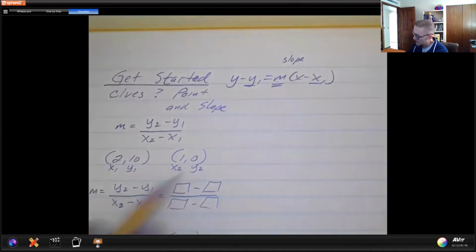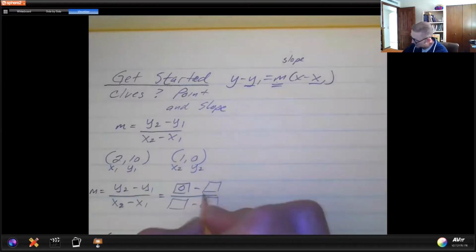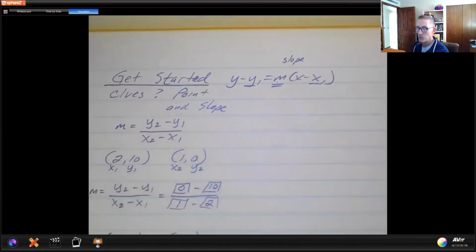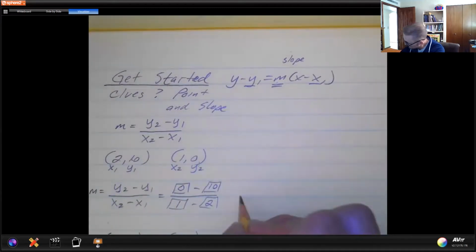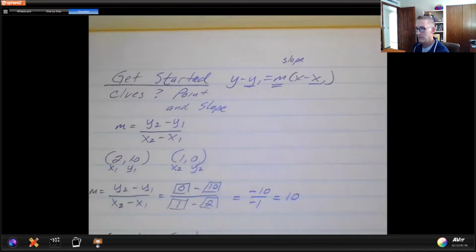y2 is that first box on top, and that's 0. And then y1 we labeled as 10. x2 is 1 and x1 was 2. Remember, the most important step is making sure you plug everything into the boxes correctly. So again, y2 was 0, y1 was 10, x2 was 1, x1 was 2. We're just labeling the points and then plugging in. This gives me negative 10 over negative 1, so the slope is 10.